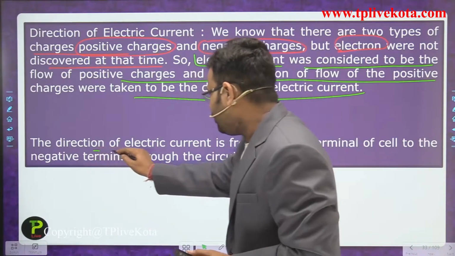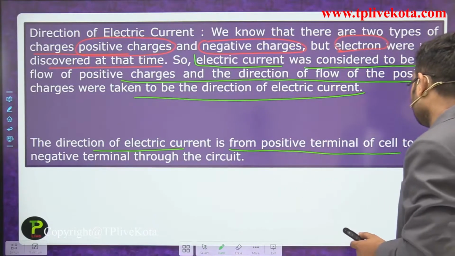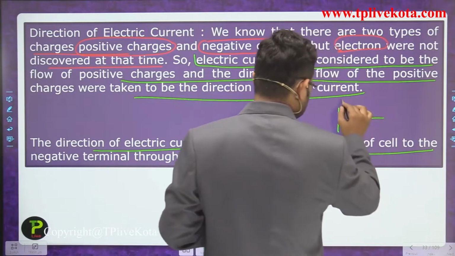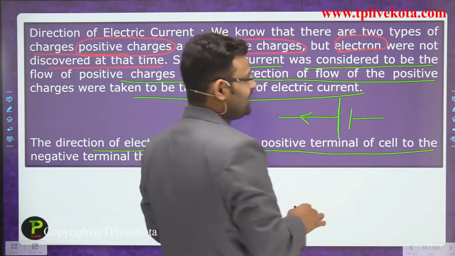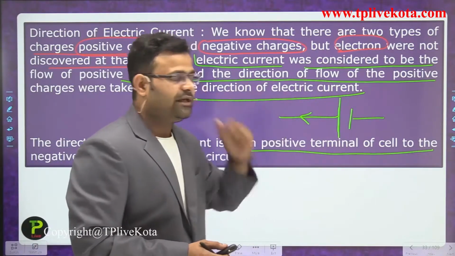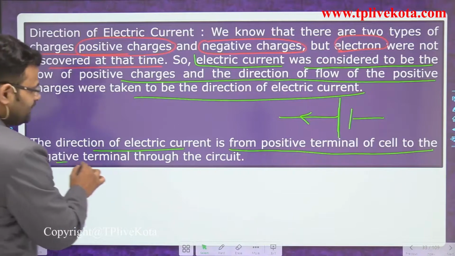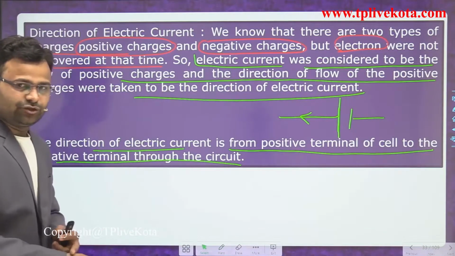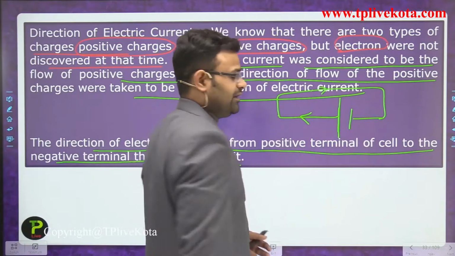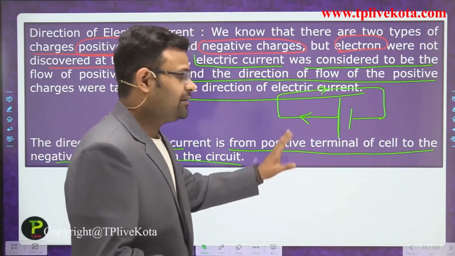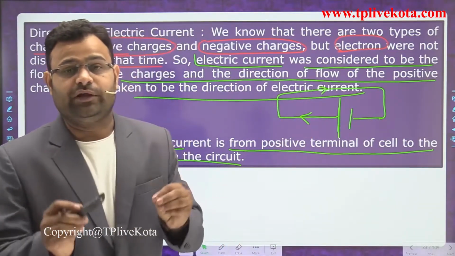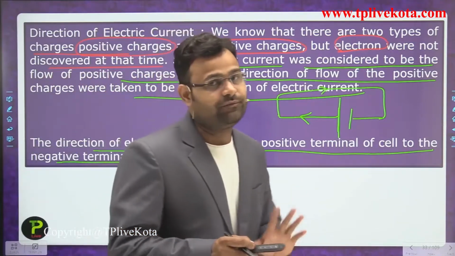So the direction of an electrical current is from the positive terminal of the cell. Let's suppose that is a cell. We assume that the direction of an electrical current starts from the positive terminal of the cell to the negative terminal of the cell through the circuit, not inside the cell, through the circuit. That is the direction of an electrical current. Yes, that is correct. But the reason behind that is the flow of electrons, and that is the opposite direction of the flow of electrons.